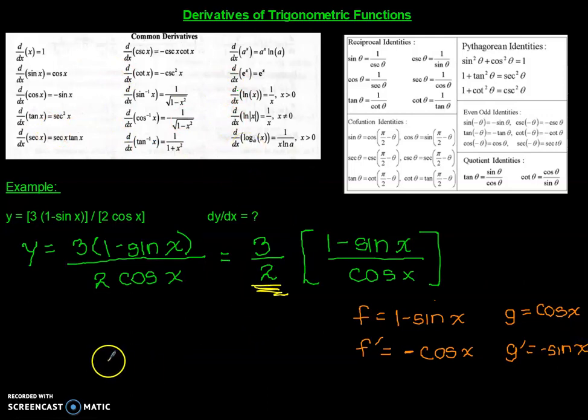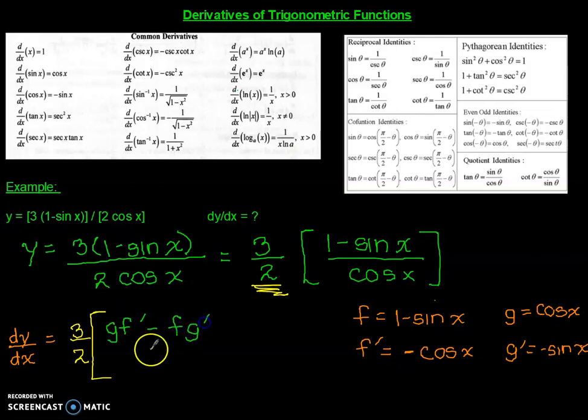For the quotient rule, I'm going to take dy over dx equals, and I'm just going to give myself a reminder. 3 over 2 should be on the outside of whatever I'm taking the derivative of, and the formula for the quotient rule would be g times f prime minus f g prime all over g squared.